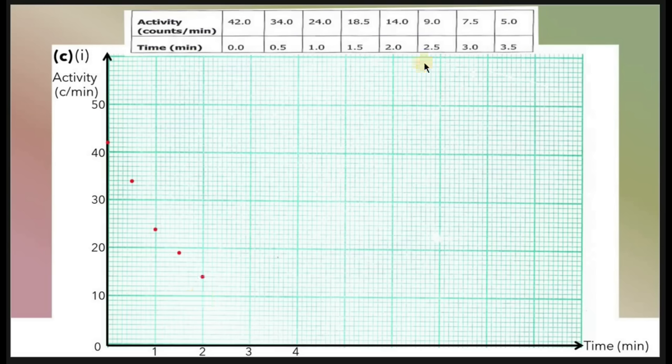Then what? 2.5, 9. So 2.5 is on the middle here, comma. This is 10, 9 is somewhere here. Then what else? 3, 7.5. 7.5 was rounded to 8. So 3, 8 is somewhere here. This is 8. Okay.